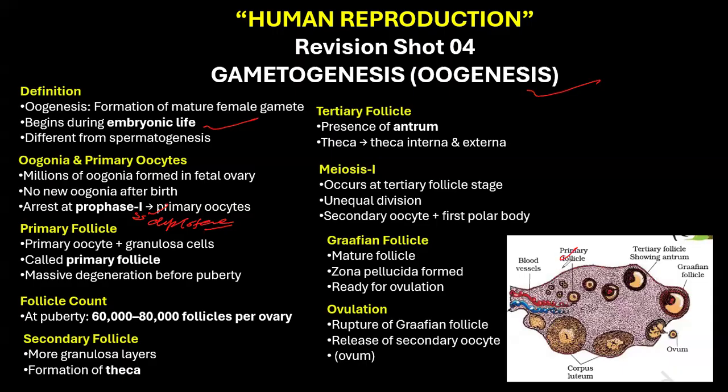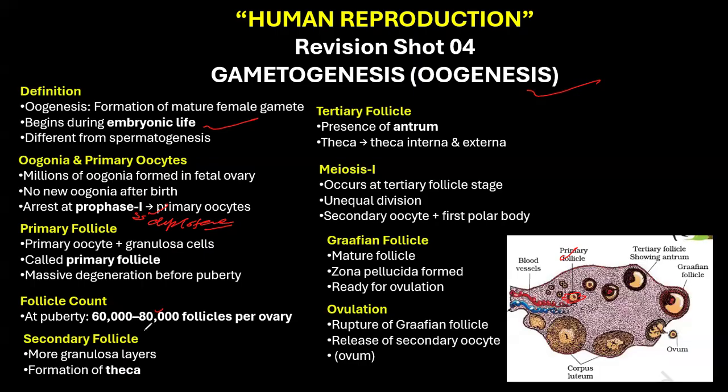This is where, if you look into the textbook diagram, these are the cells which are called granulosa cells. They form the primary follicle. From birth to puberty, many follicles degenerate, and what remains at puberty is 60,000 to 80,000 follicles per ovary.